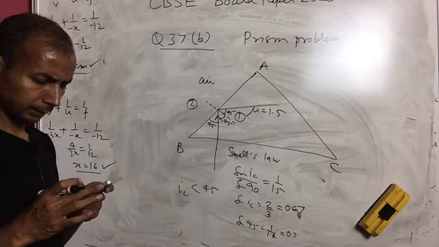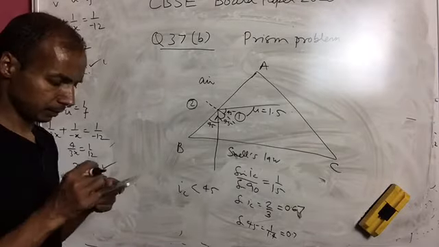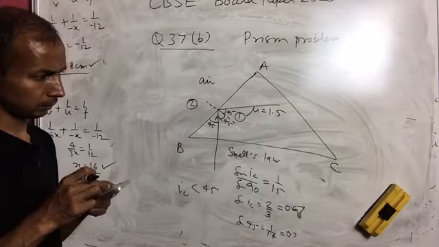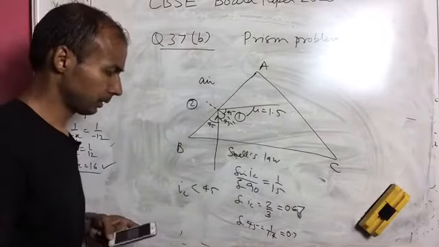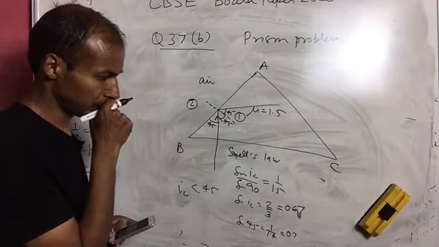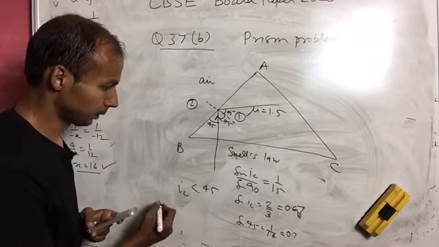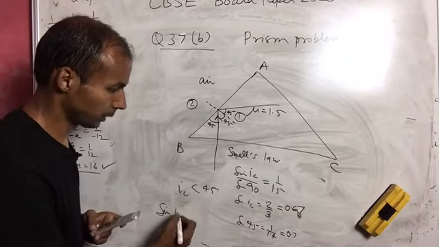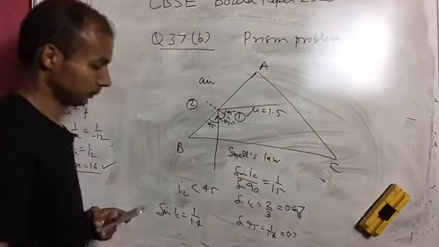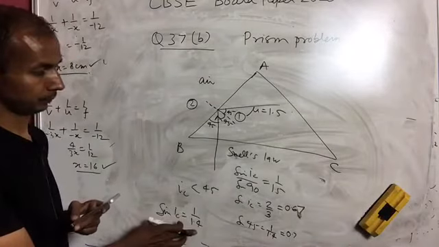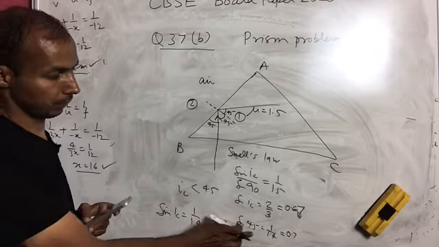And if the refractive index of the prism is 1.4, what will happen? If the refractive index of the prism is 1.4, then sin IC will be 1 by 1.4. Right? And then you can see that sin 45 is also 1 by 1.4.